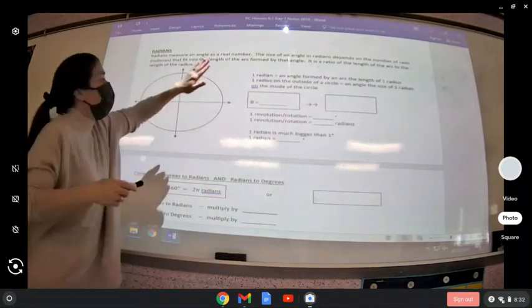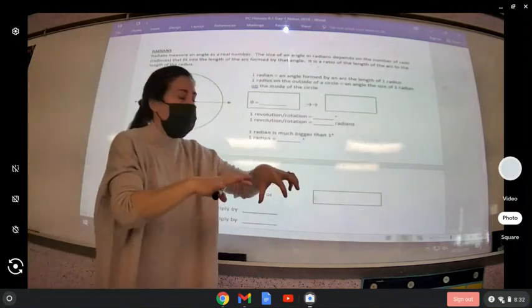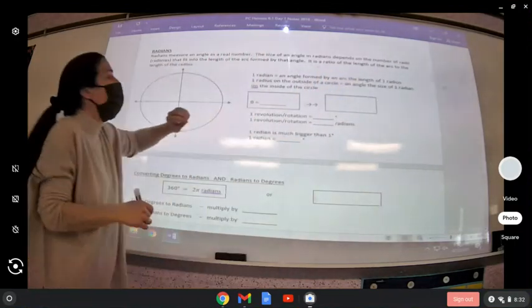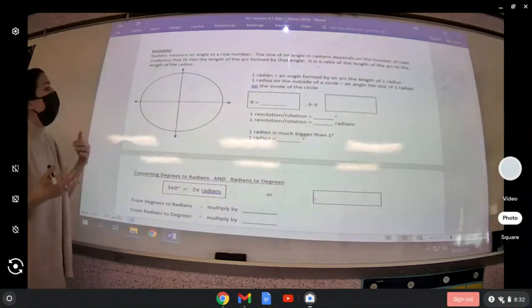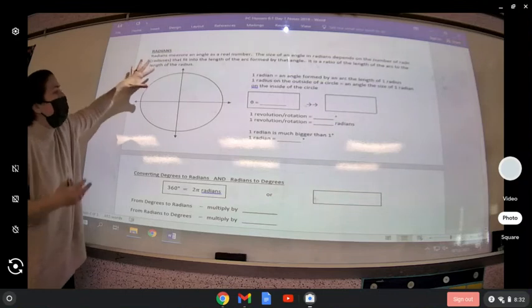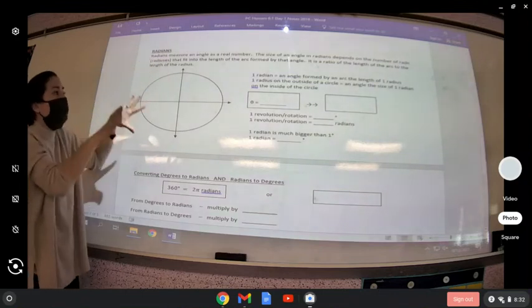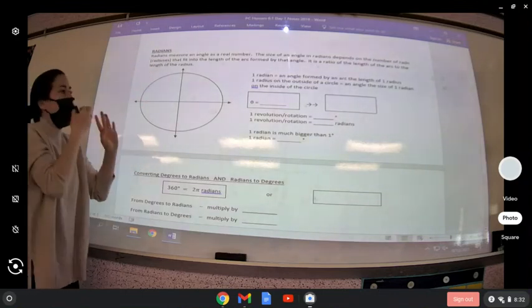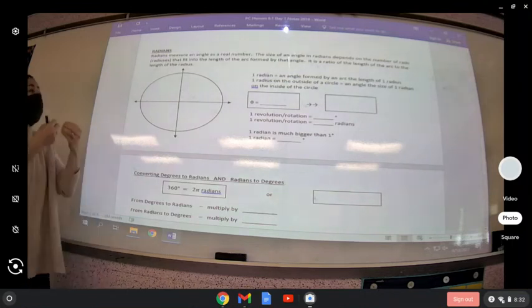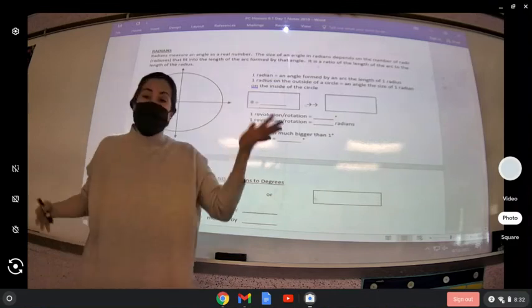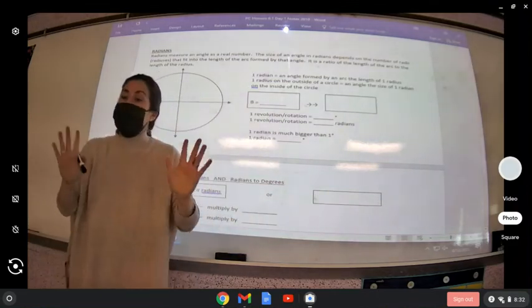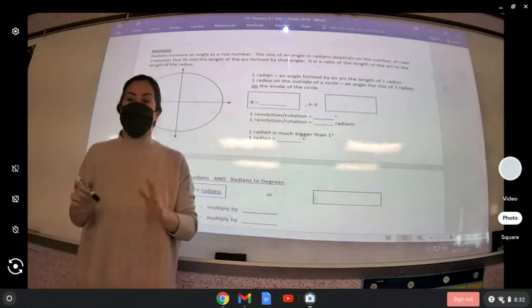All right? The size of an angle in radians depends on the number of radii, which is just plural for radius, that fit into the length of the arc formed by that angle. It is a ratio of the length of the arc to the length of the radius. So that sounds like you just spoke another language, lady. I get it, but it's not that bad. This is what a radian is going to do.